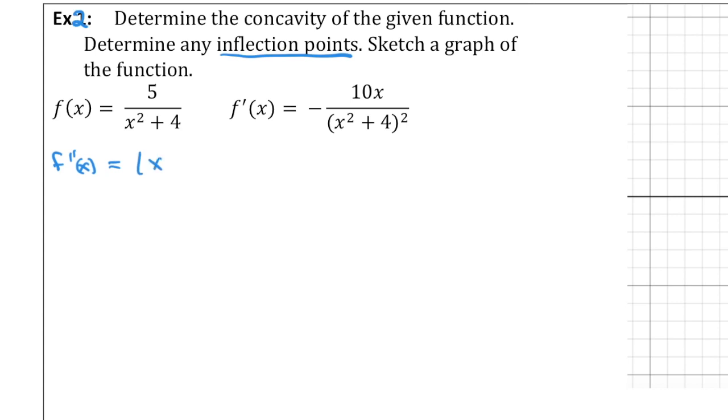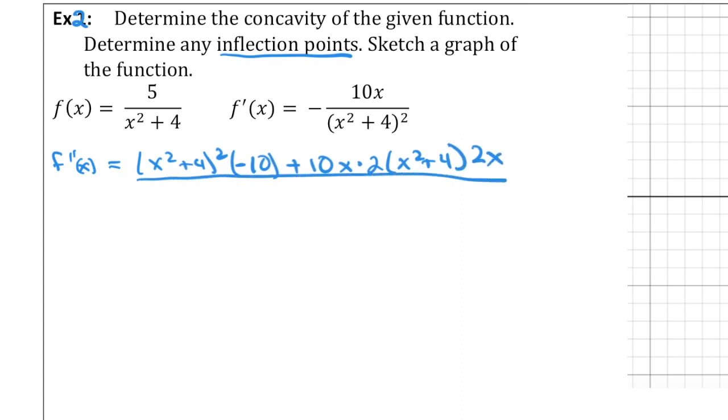We have the bottom times the derivative of the top, which is going to be -10, minus the top, so it's positive 10x, times the derivative of the bottom. Remember to use the chain rule. We have times 2x squared plus 4 times 2x, all divided by the bottom, and it is going to be to the 4th power.